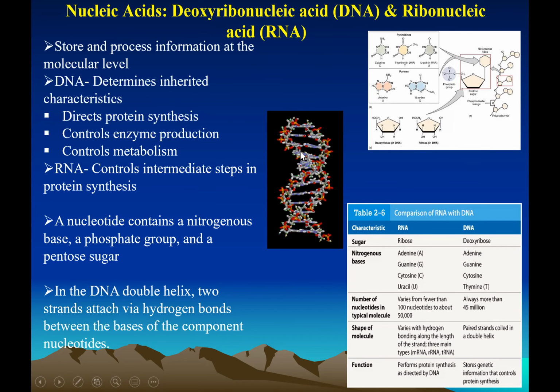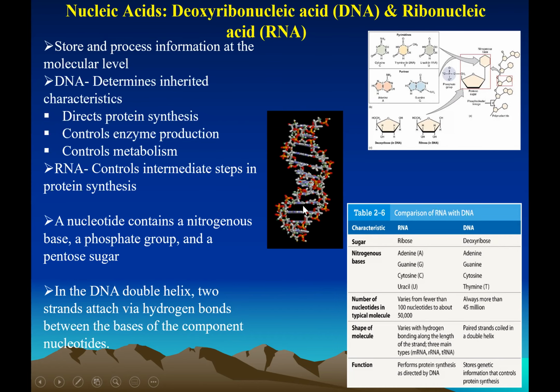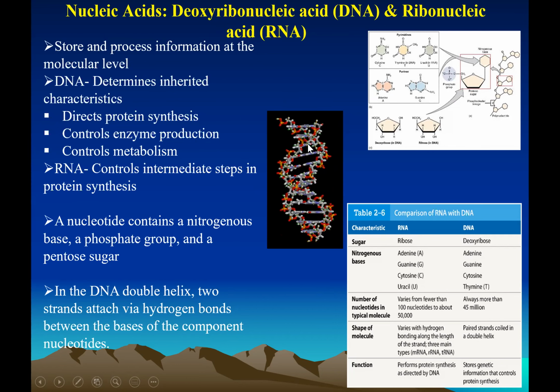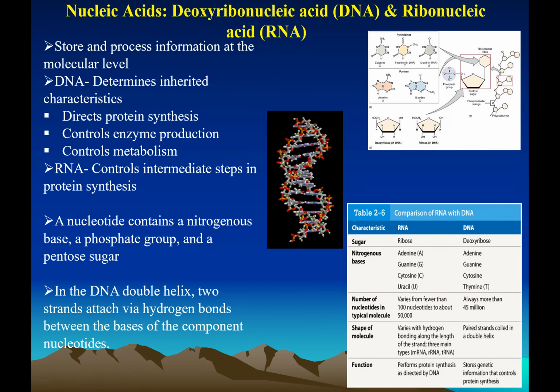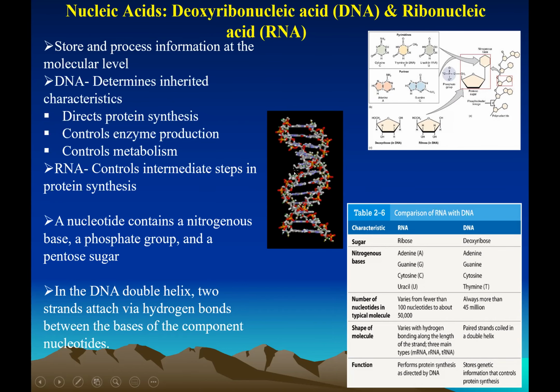The sides of the ladder are made up of sugar phosphate. The rungs of the ladder are the nitrogenous bases. Adenine goes with thymine and guanine goes with cytosine. That is the complementary base pairing. DNA is a double-stranded helix, whereas RNA is single-stranded. And they have several differences in terms of function.